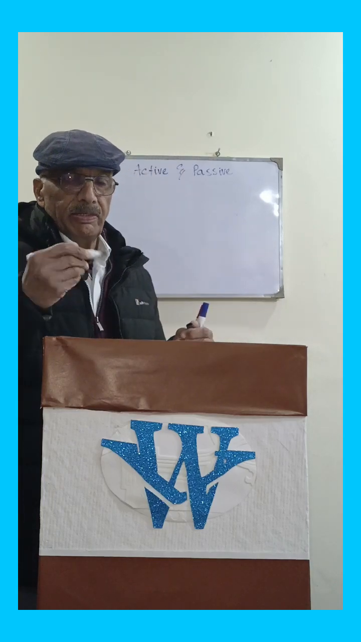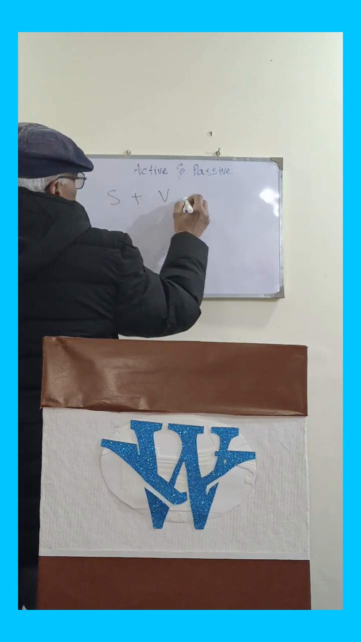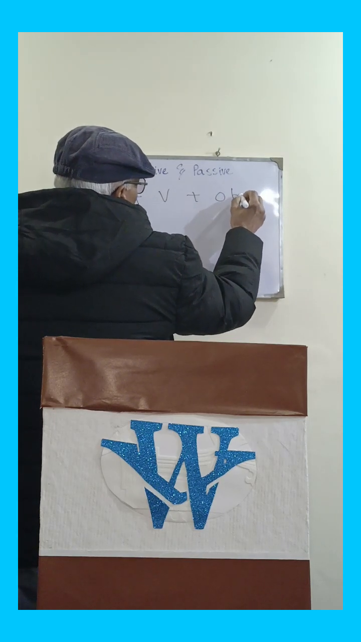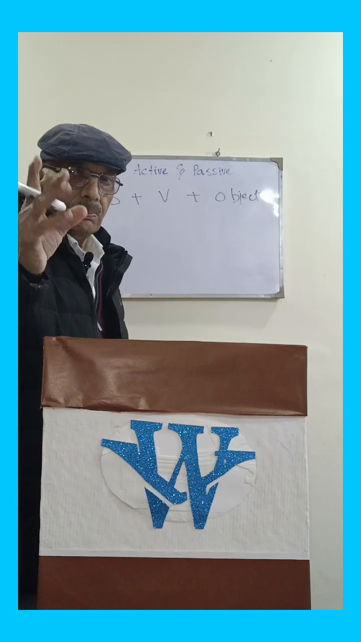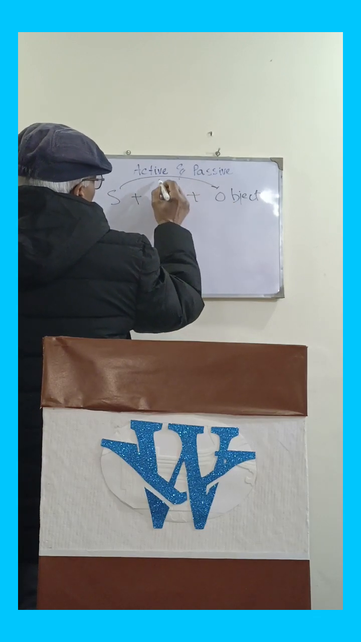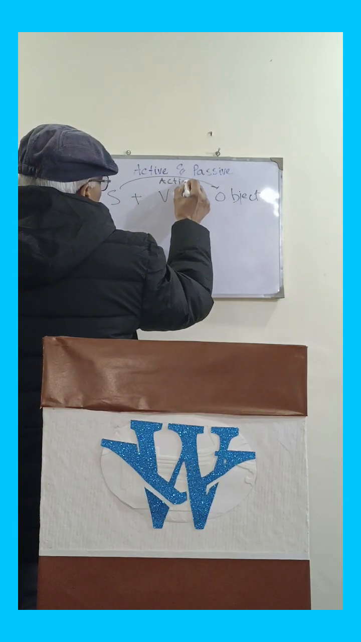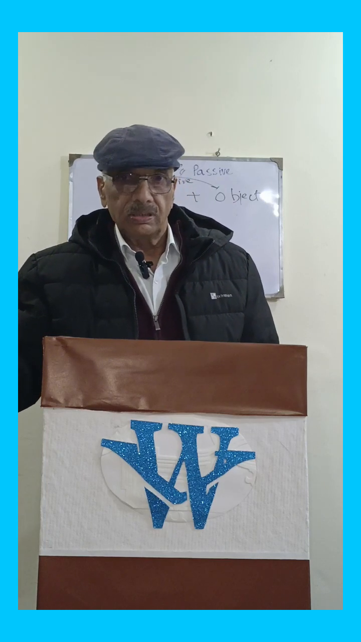You see, in a sentence, there are three things. Let me explain it to you. That is subject plus verb plus object. So when the action moves from the subject towards the object, this is called active. For example, Ali reads a book. So a book is the object, Ali is the subject. The action is from Ali to the book.